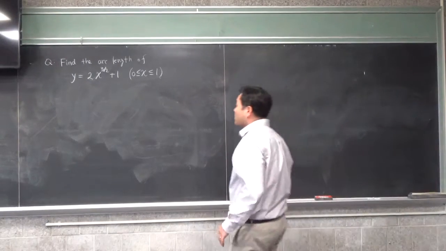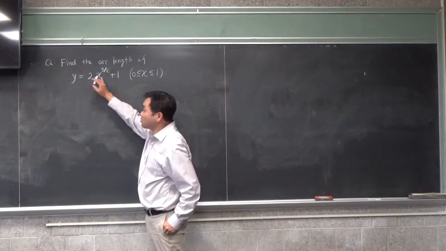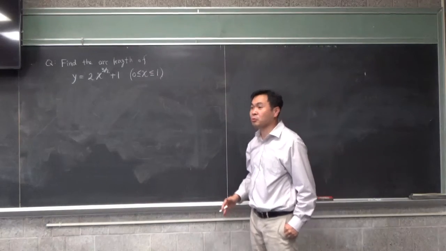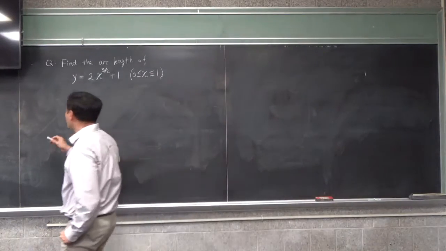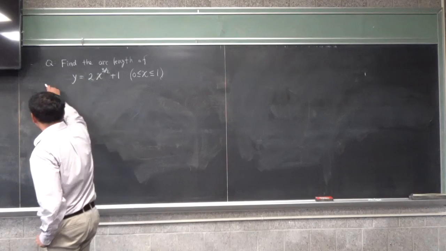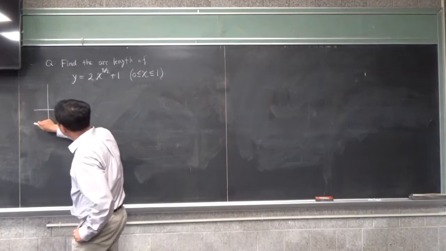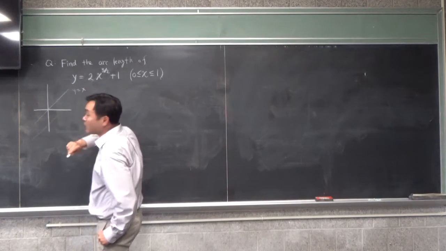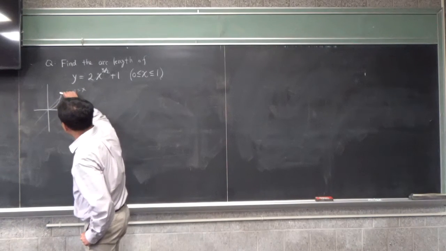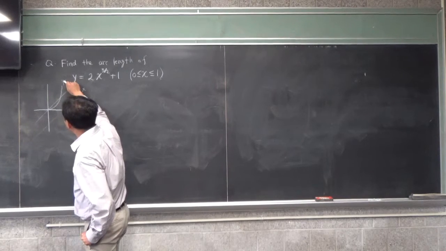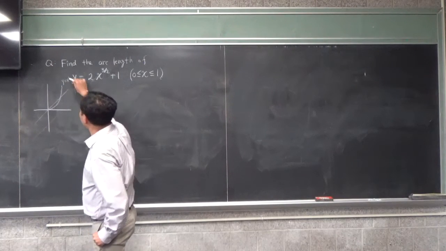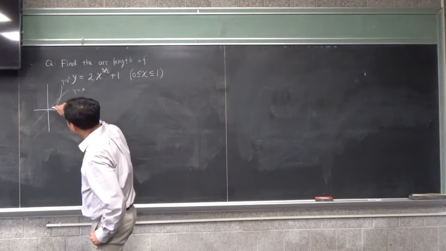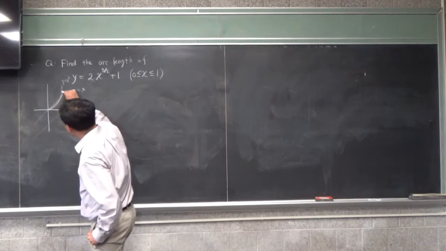Find the arc length of 2 times x to the 3/2 power plus 1, where x is from 0 to 1. Let me show you the graph. See, y equals x will be a straight line. Y equals x squared will be bent like that. But if you have y equals x to the 1.5 power, it will be bent somewhere in between.